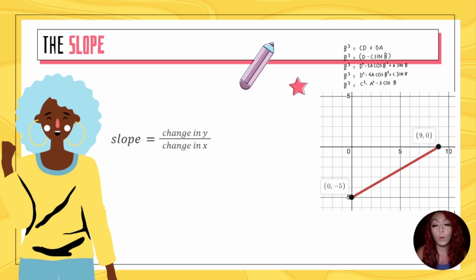There are many ways that you could find the slope of a graph. One of them is by using the slope formula, which is y2 minus y1 over x2 minus x1. In order to use this formula, you'll need the coordinates of 2 ordered pairs. Another way you could find the slope is by counting the rise over run on a graph.